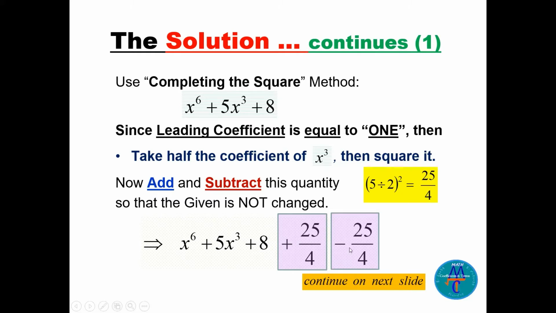So you can add and subtract on the given expression so that the question cannot be changed. So this is the question here. And then we can add a number, subtract the same number. It will be as if we are adding 0.